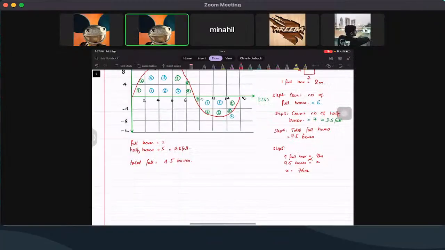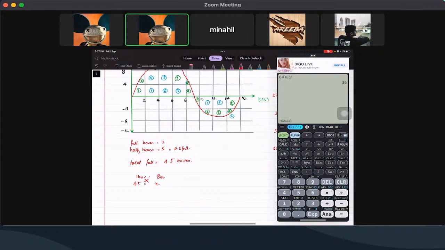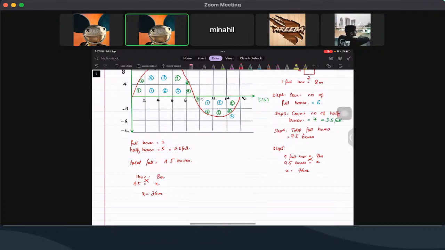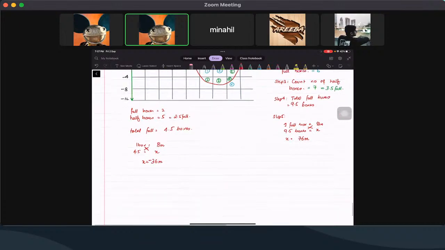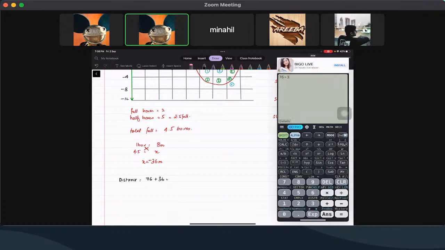Alright, so you are here now. Again, if one box is equal to 8 meters, as we did in step 1, then 4.5 boxes are going to be x. I'm going to cross multiply, which basically makes it 8 times 4.5, which is 36 meters. Of course, this was in negative, so we'll write negative. Now, if I want to find the distance, the distance would be 76 plus 36, which is going to be, I think, 112, but still I'm going to check. Okay, and for displacement, I need to use the signs. So that's going to be 76 minus 36. It's going to be 40, but let's still check. 40.